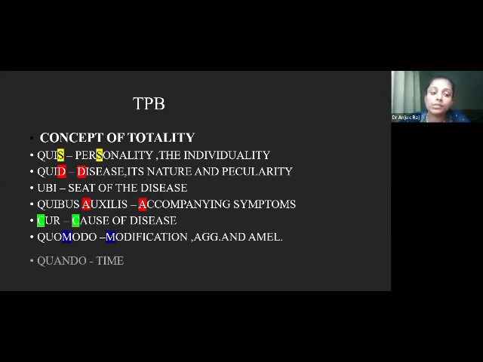Quomodo and Quando. This is usually asked and some mistake will usually be present. So in Quomodo, this M is there. So in that you can identify modification or aggravation and amelioration. If there is no M, it is time. Okay.